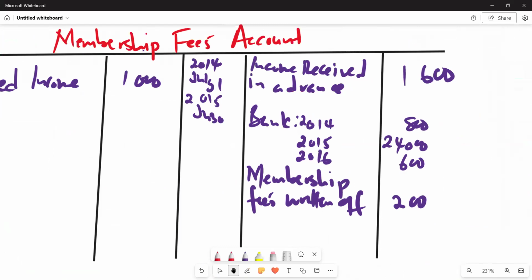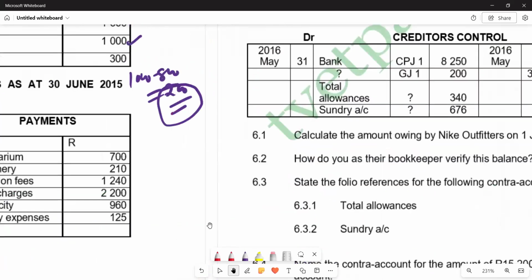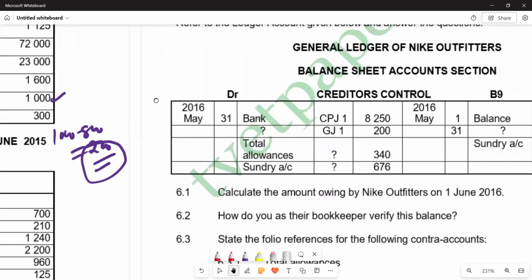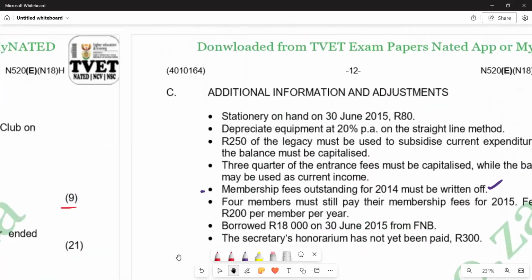And then we try to find out again any other entry that is affecting our membership fees account. Obviously, we are going to go to the question again and try to find out in the additional information any other entry that we can regard as part of our membership fees account. So after membership fees outstanding, we go again.